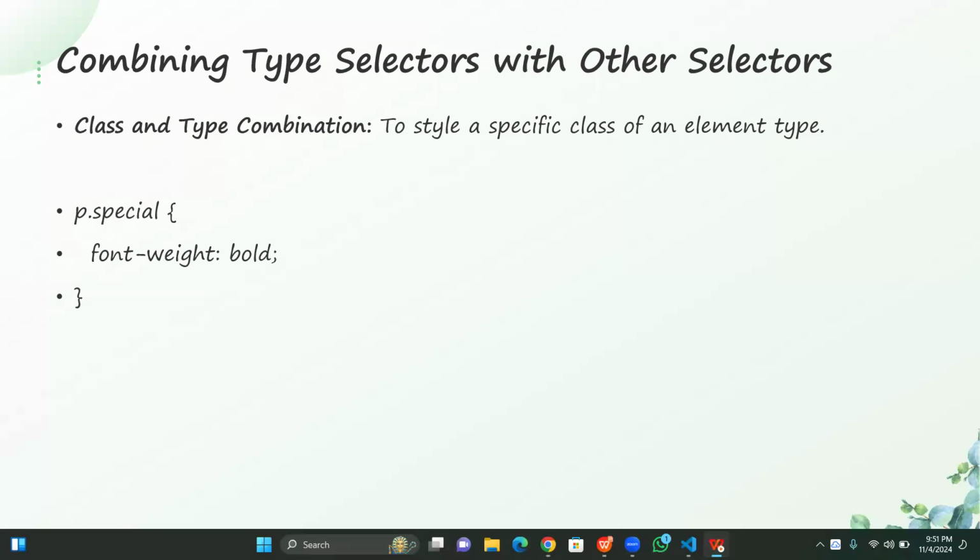So since class starts with the dot, we'd also do the tag name, then dot. Okay, so that's how it's done. This only applies to paragraph elements within the class special. So any paragraph that has a class special will be targeted.